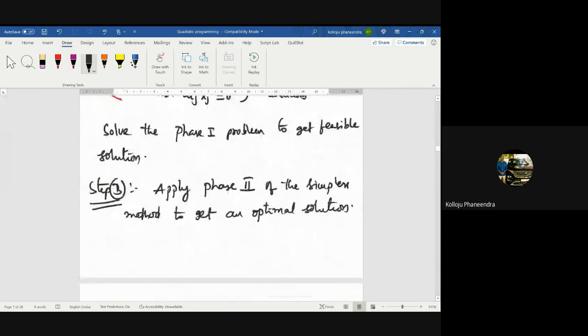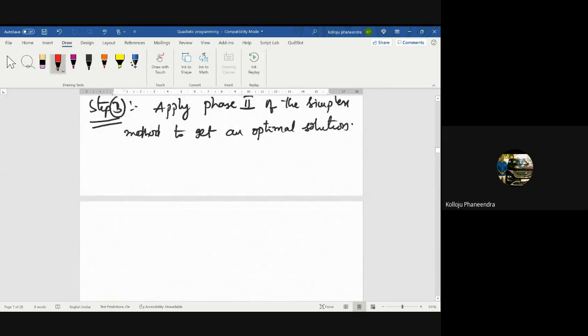Now I'm going to solve the problem. Listen, understand the problem carefully. It's a very easy one actually. If you are thorough with the scheme, the problem is very easy. Use the Wolfe method to solve the quadratic programming problem. What is the problem?